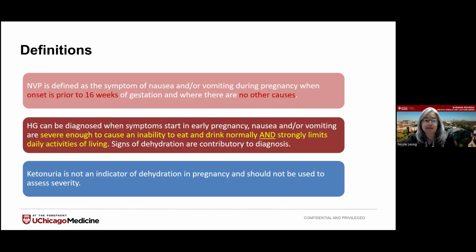In the past, we relied heavily on more objective measures, such as people losing weight. Are they having electrolyte imbalances in order to diagnose people with hyperemesis? However, we're moving more to a subjective measure, more patient-focused criteria, such as inability to do your normal functioning. Signs of dehydration can contribute to our diagnosis too, but really it is a matter of how it's affecting people's lives. Ketonuria used to be used as a criteria for dehydration, but that really should not be used as part of our assessment of severity of nausea and vomiting in pregnancy.